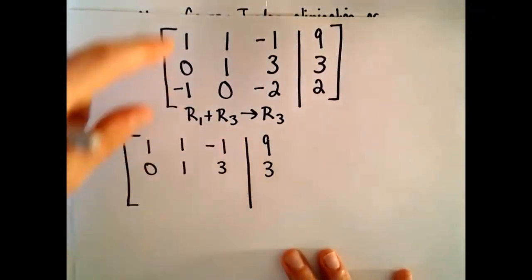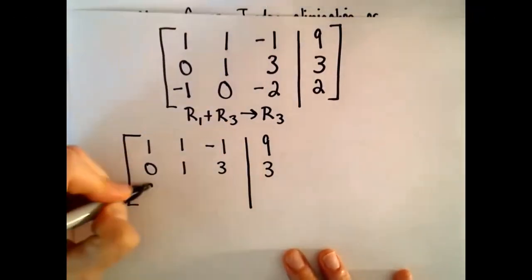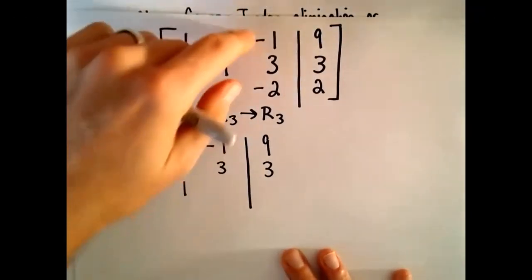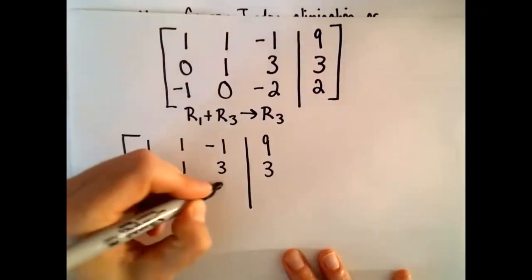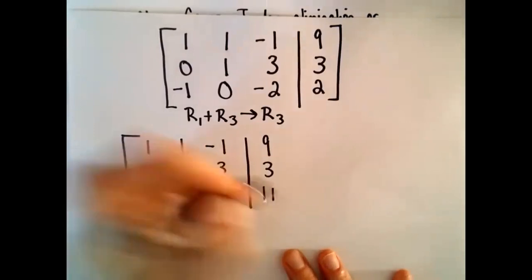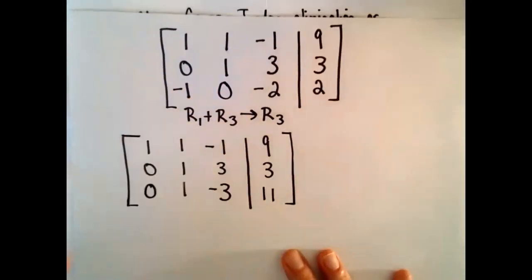Now I'm going to do my arithmetic. 1 plus -1 will be 0. That's what we wanted. 1 plus 0 will be 1. -1 plus -2 will be -3. And then 9 plus 2 will be 11. So that's your new matrix.